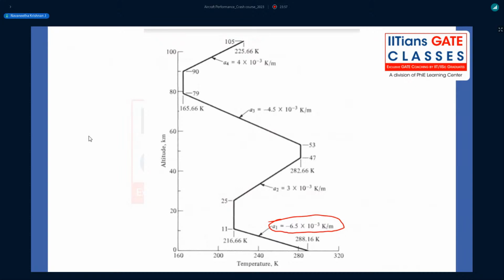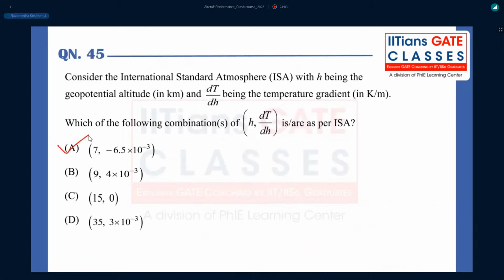From 0 to 11 kilometer altitude, we know that the lapse rate is minus 6.5 into 10 power minus 3 Kelvin per meter. That means at 9 kilometer altitude also, the lapse rate is minus 6.5 into 10 power minus 3. So option B is wrong.